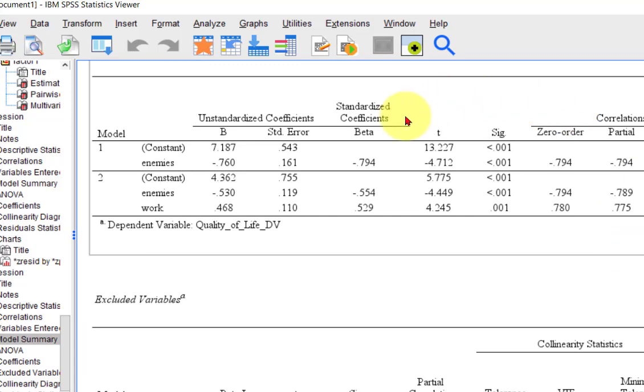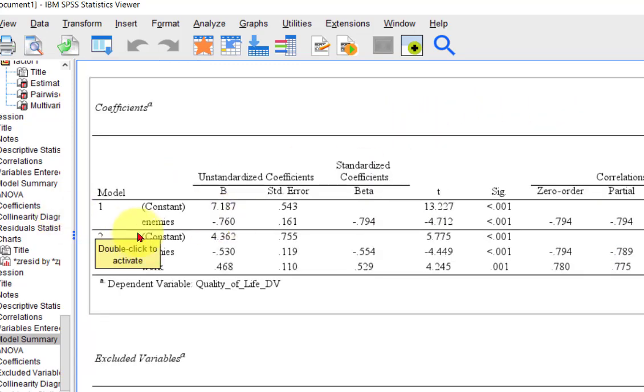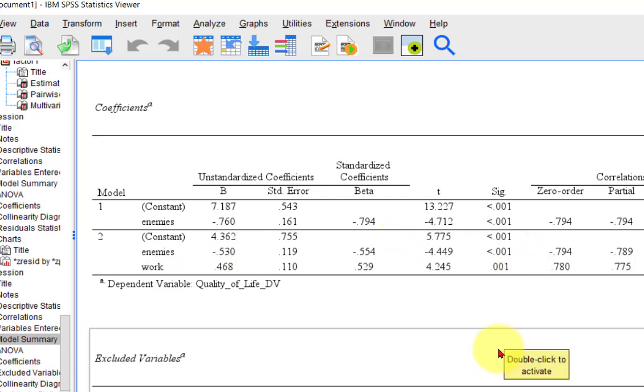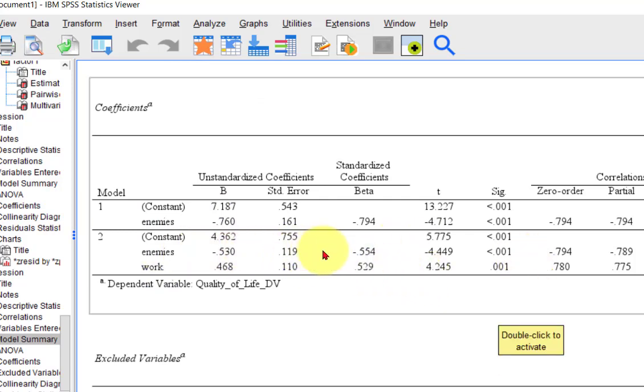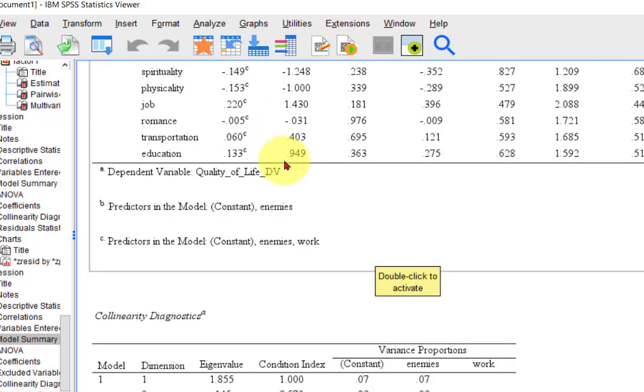And which one is the biggest predictor? We go to the coefficients box. You look at the second row that has both of them in there. And it looks like enemies is the strongest predictor of quality of life, right? So the fewer enemies you have, the happier you're going to be because it's a negative number, right? And these are all the ones that were not significant. So let's not worry about that.